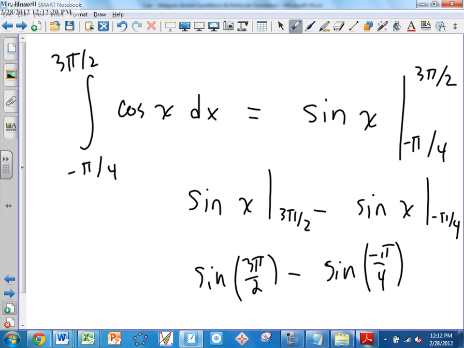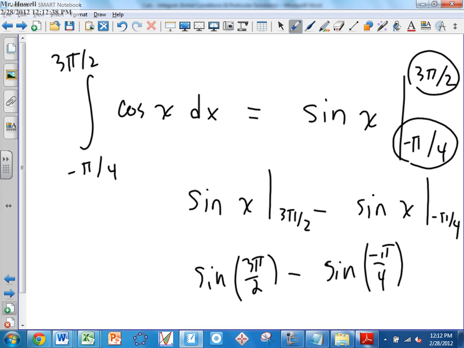How do you know what you're looking at, anyway? Well, you need this one over here. Definitely use this one, because this is telling you. Does it matter? Yes, it does. This is saying, take sine of x, evaluate it at an upper limit, and then subtract the evaluation at a lower limit.